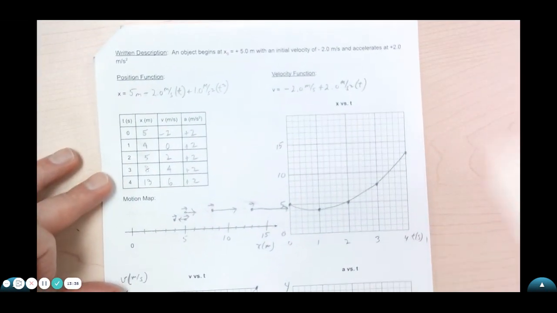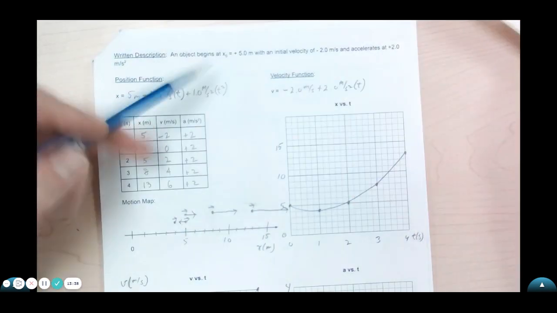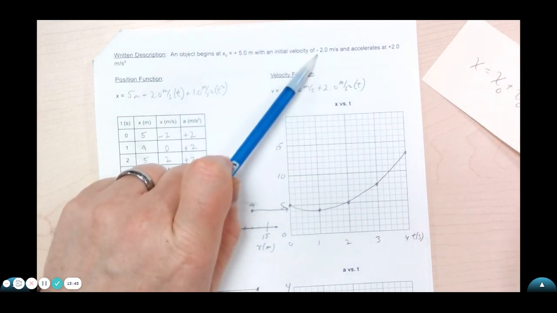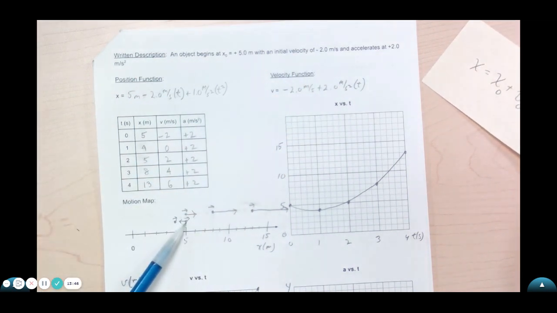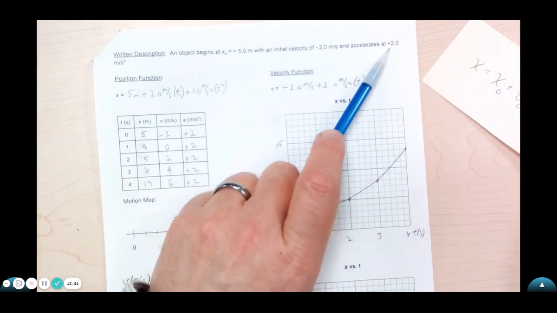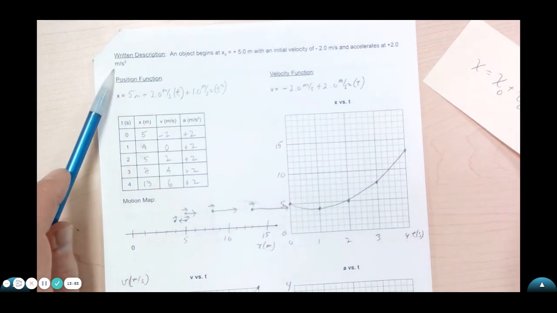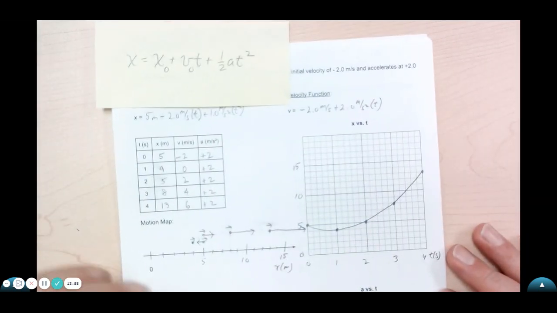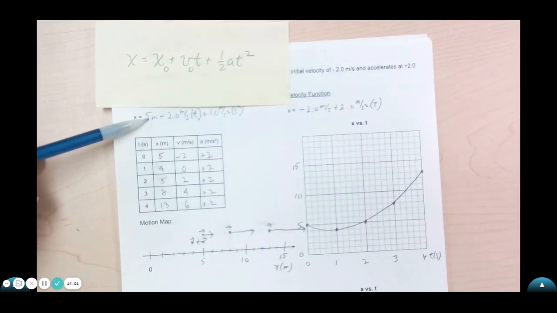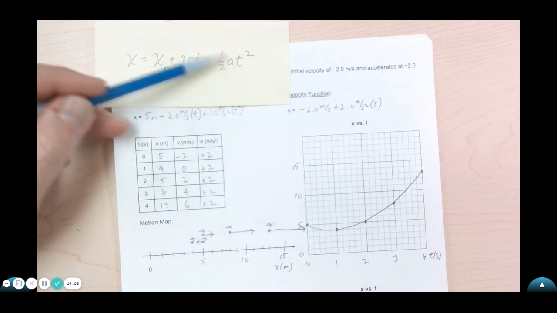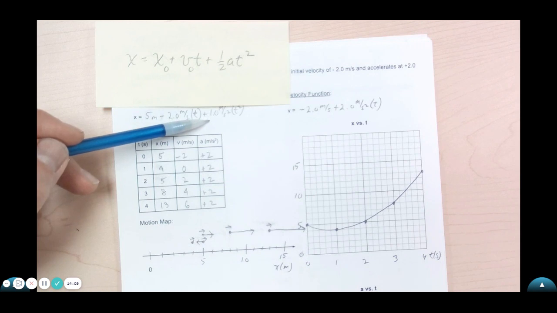Okay, last one. So this object begins at the 5 meter mark, moving at -2 meters per second. So even though it starts at the 5 meter mark, it's moving to the left at 2 meters per second to begin with, but is experiencing a +2 meter per second squared acceleration. So x naught, 5 meters, v naught, -2 meters per second. Half of a is +1 meter per second squared, because the acceleration was 2 this time, so half of that is 1.